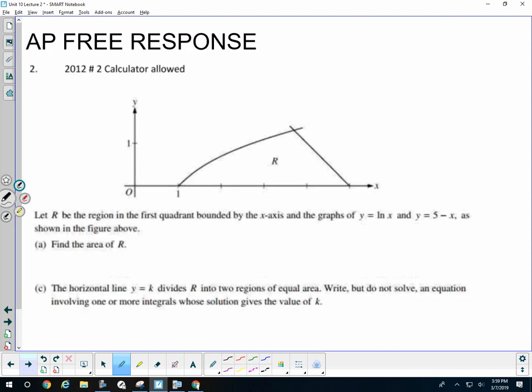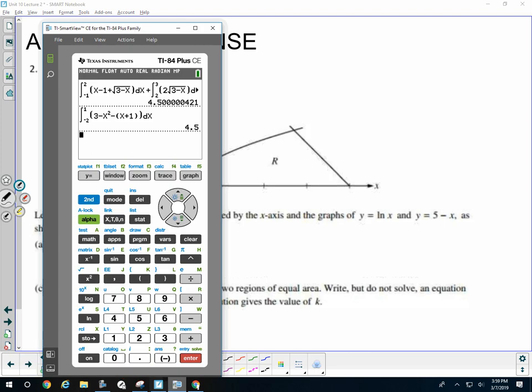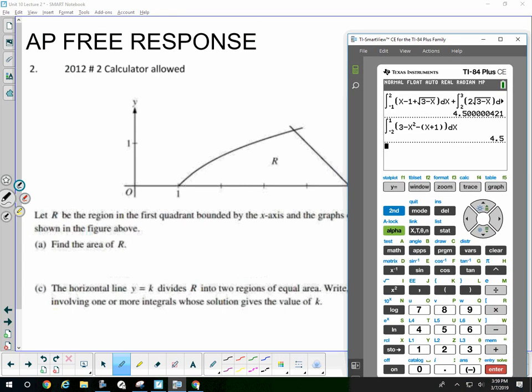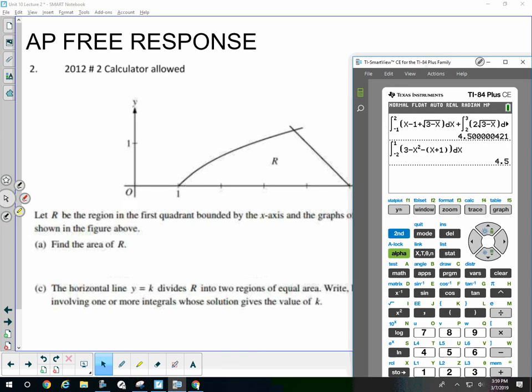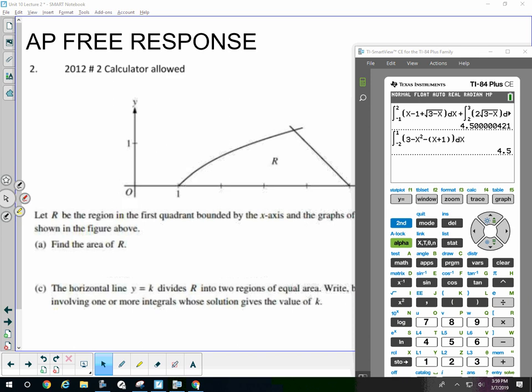This is an actual AP free response problem from the past year, and we got a part A and a part C. We got 2 equations, log x and 5 minus x. They intersect at a point that we need to find. It's not easily found. So I have to use my calculator.